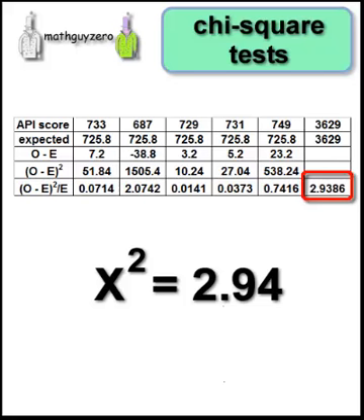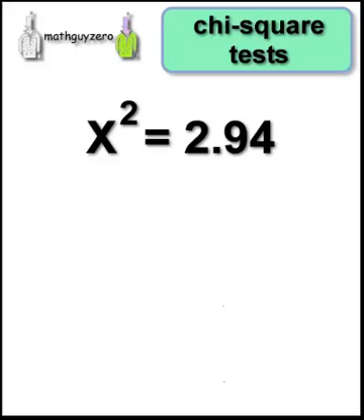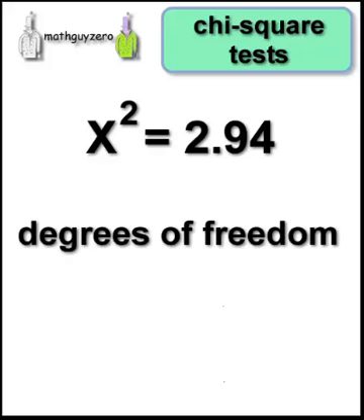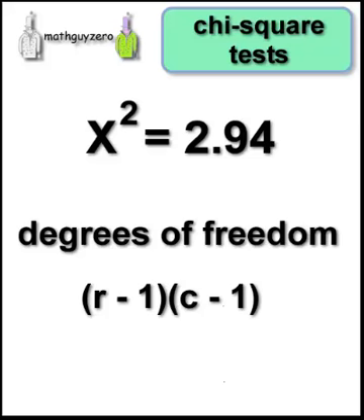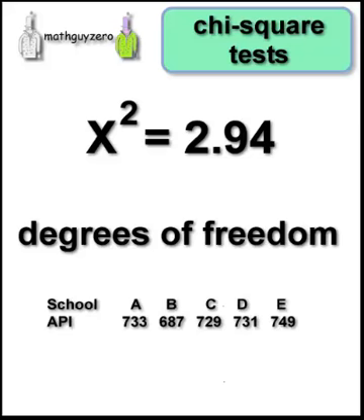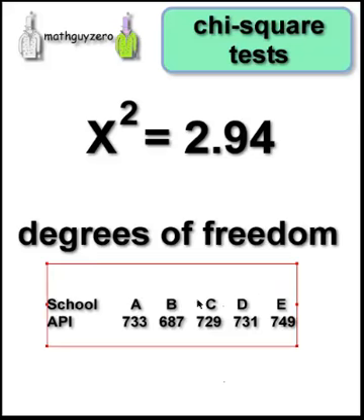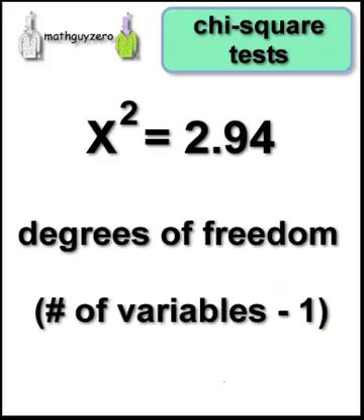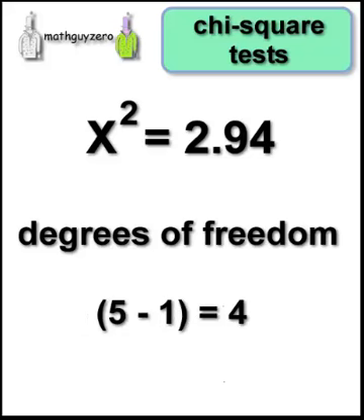Second part, find the degrees of freedom. For degrees of freedom, we use the formula: number of rows minus 1 times the number of columns minus 1. But since we only have a single row, we're just going to use the number of variables, which is 5 minus 1. So that's going to give us 4 degrees of freedom.